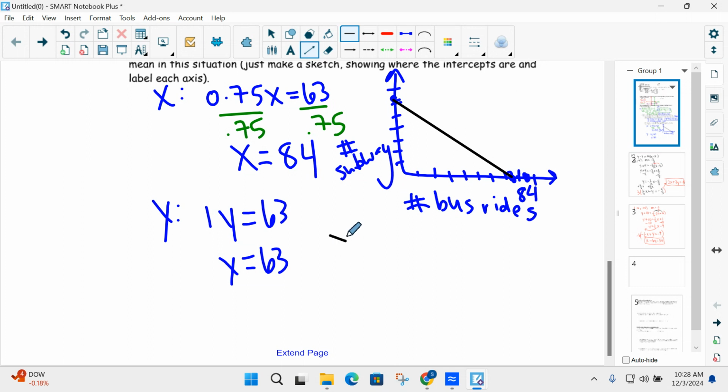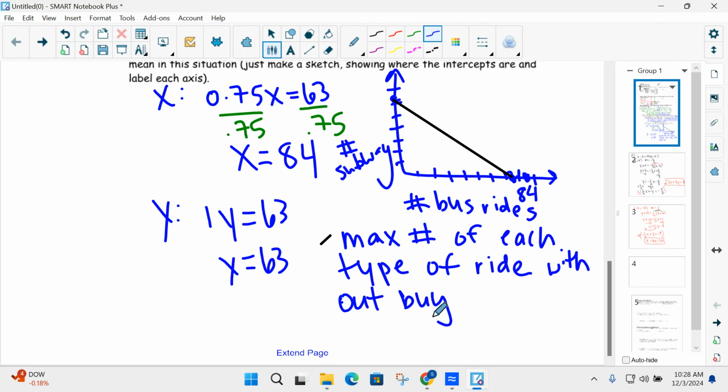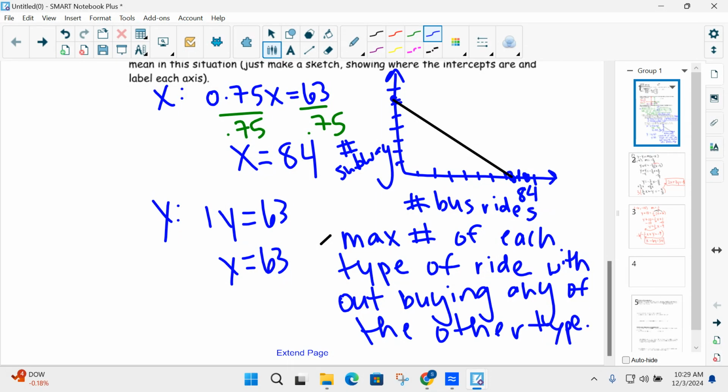So maximum number of each type of ride without buying any of the other type. So say something along those lines. All right, the back.